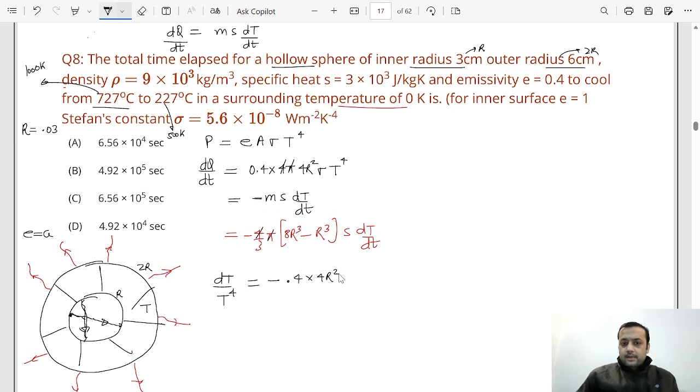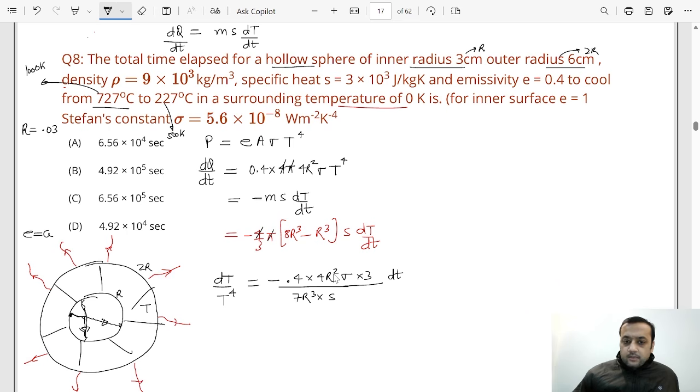4r square into sigma, T to the power 4 I have already written, divided by this thing. So this 3 will go in the numerator, and 8r cube minus r cube, so this will become 7r cube, into specific heat, into specific heat, all right, and dT. Right. So this is what we will get.